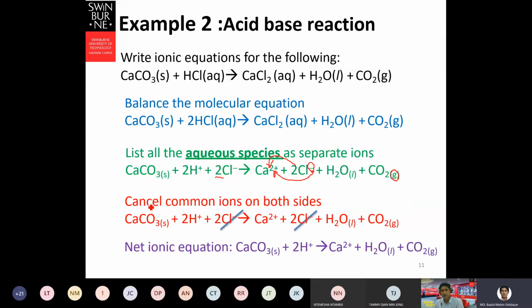So the reaction that is happening is calcium carbonate and hydrogen ion. This is the net ionic reaction. The spectator ions are left out. The spectator ions are not considered.